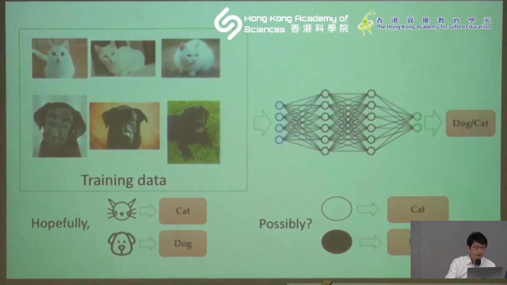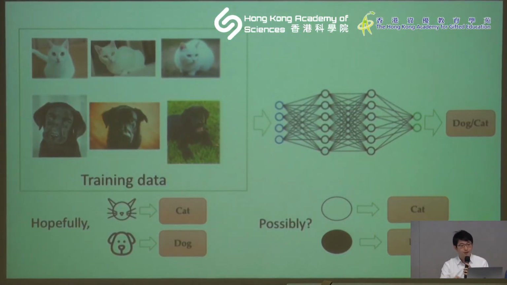So come back to this simple neural network training task, where we want to train the network to learn which one is a cat and which one is a dog. We feed in the training data like this. Hopefully after a while of training, we present something like this, and the model will recognize this looks like a cat's face, so this is a cat. And present something like a dog's face like this, even if it's a cartoon, we want this model to recognize it's a dog. But possibly, through the training, your data can be biased.